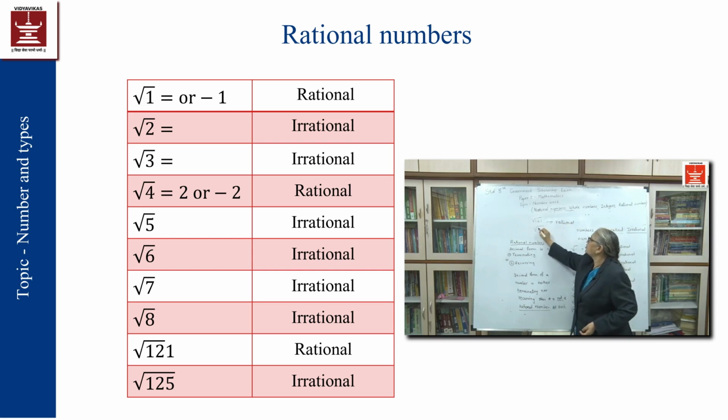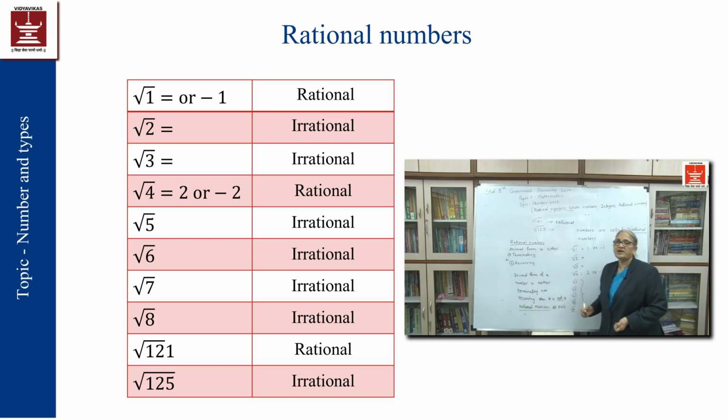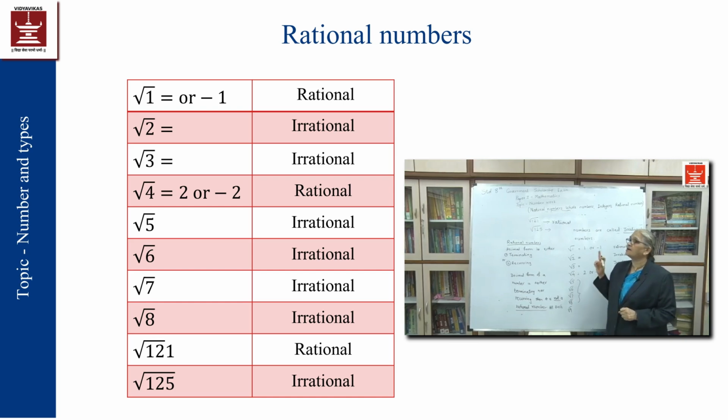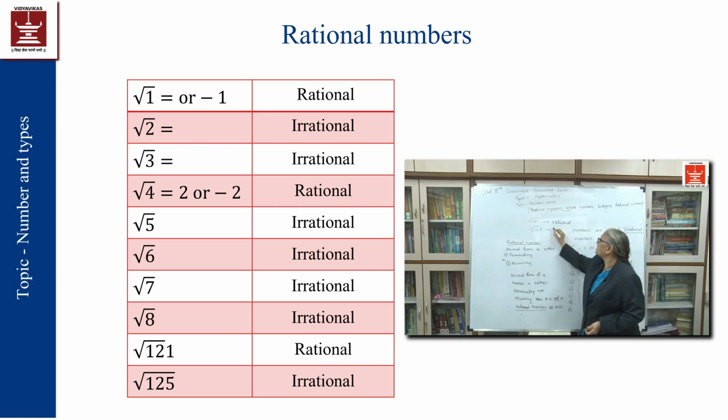But what about square root of 125? Is 125 a perfect square? No. 225 is a perfect square of 15. Most of the students get confused with that. 125 is not a perfect square, and therefore the square root of 125 is irrational.